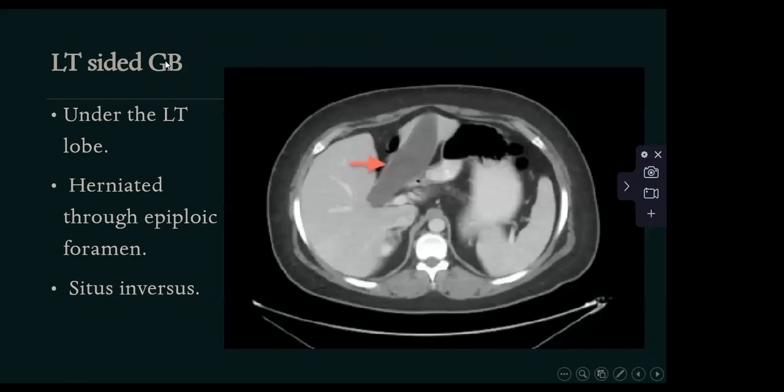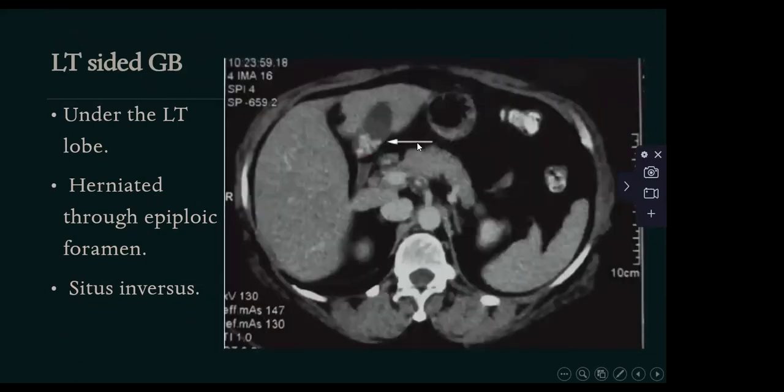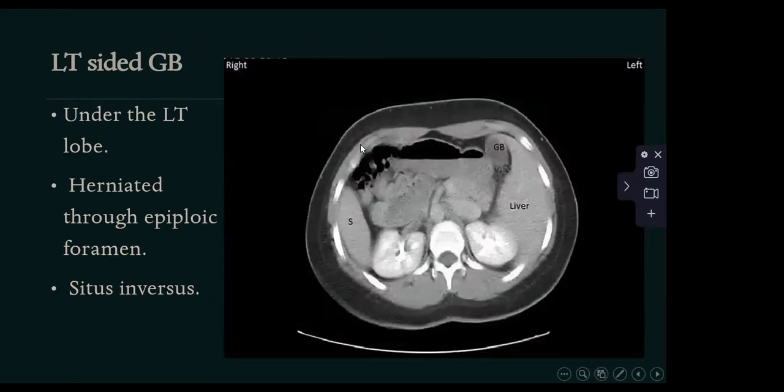Regarding position, a left-sided gallbladder is located under the left lobe. It may be due to herniation through the epiploic foramen, or it may be part of situs inversus. This is a left-sided gallbladder. We can see it is located under the left lobe of the liver. This is a left-sided gallbladder containing multiple stones. And this is a left-sided gallbladder as part of situs inversus. Here we can see the liver on the left and the spleen on the right side.